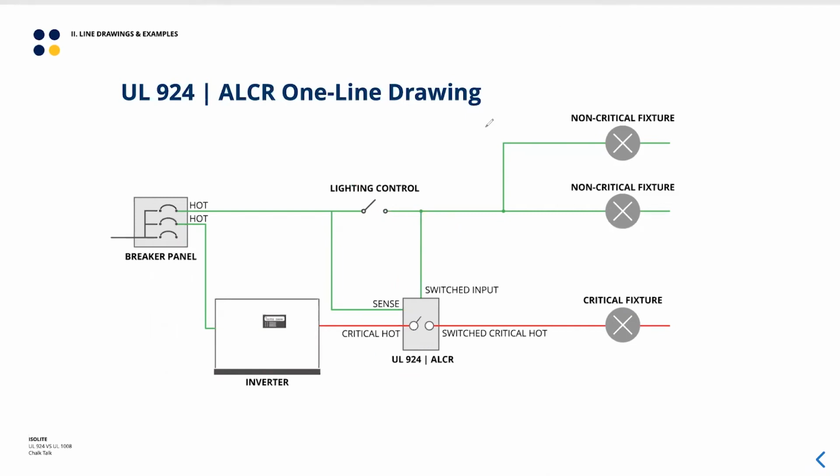Similarly, bypassing the controls means that if this sense line goes away, the ALCR is going to close its relay and just ignore everything that's happening on the switched input. It's bypassing the lighting controls, forcing that critical fixture to be on. That's how this device works. And then obviously it can return to normal operation when that sense line returns.